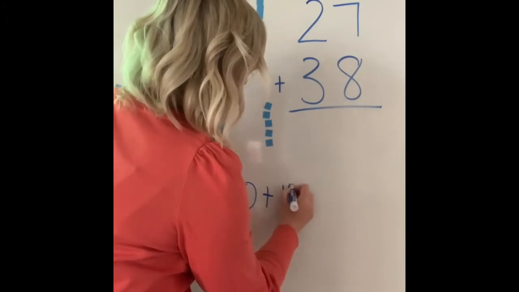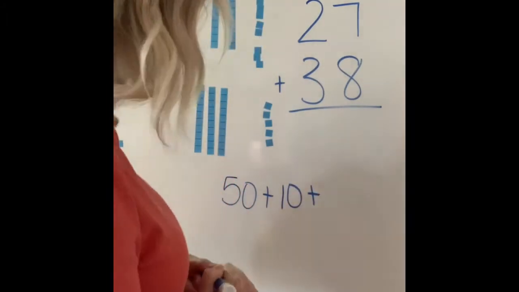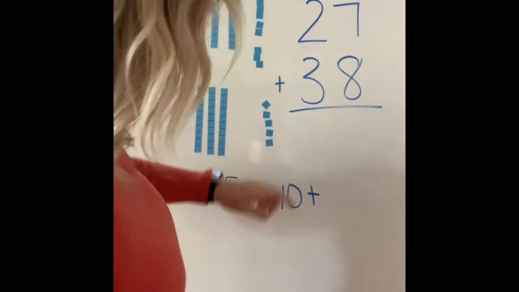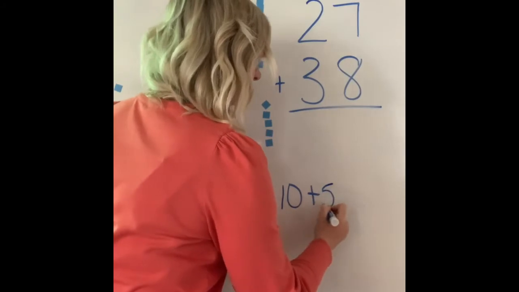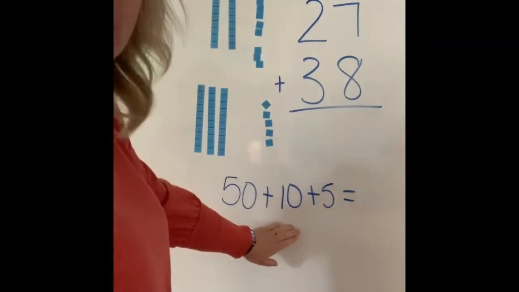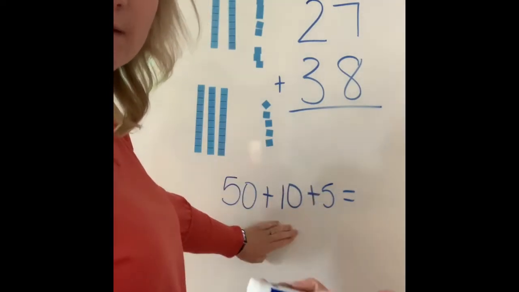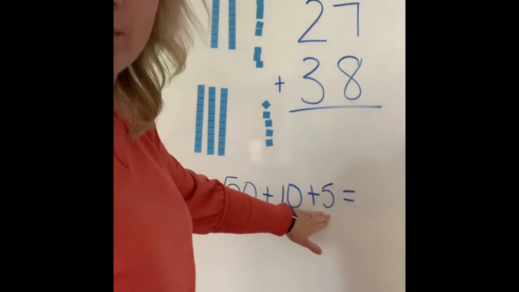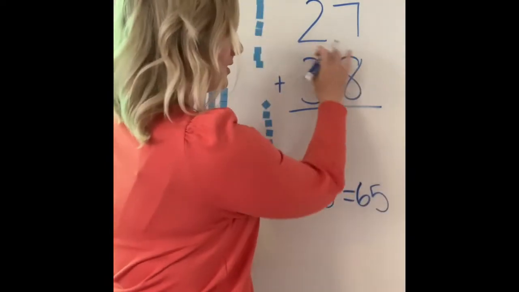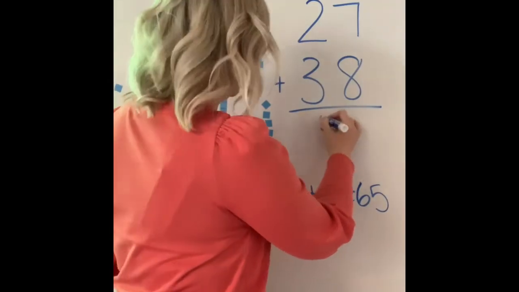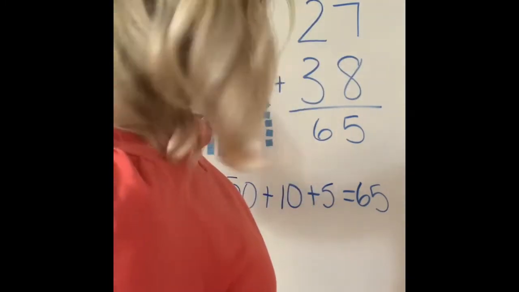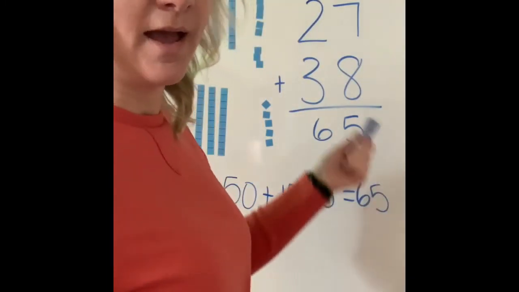So don't forget to add that 10 in. Plus, how many ones do we have left here? 1, 2, 3, 4, 5. So we can add this up pretty easily. We start with 50, add another 10. So after 50 comes 60, plus 5 more, 65. So 27 plus 38 equals 65. So that's how you can use your 10s and 1s to add really big numbers.